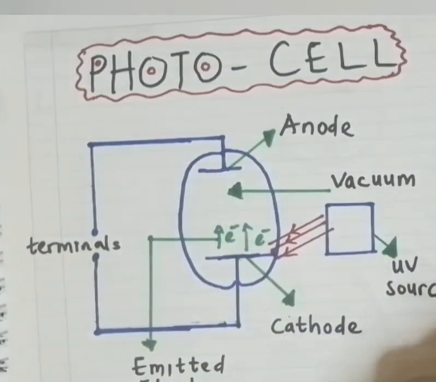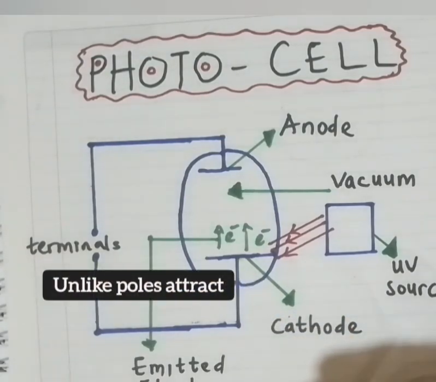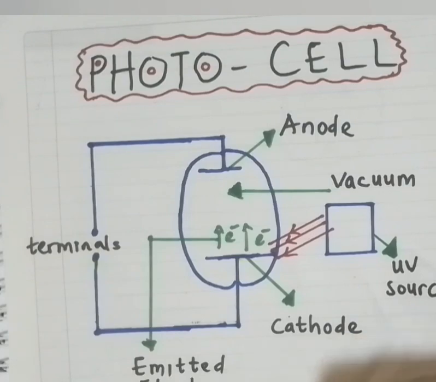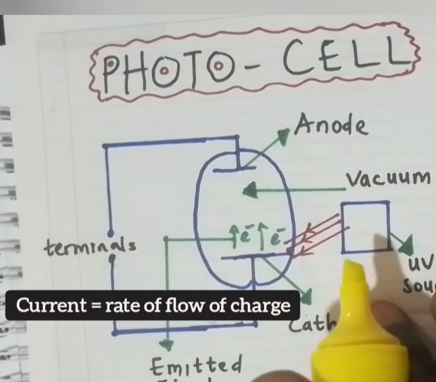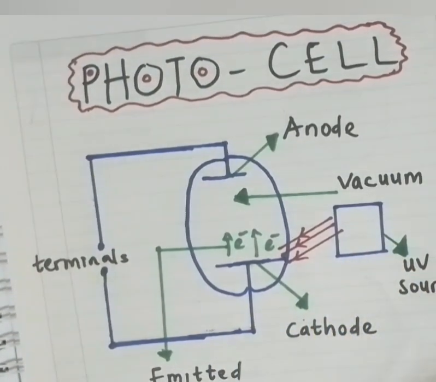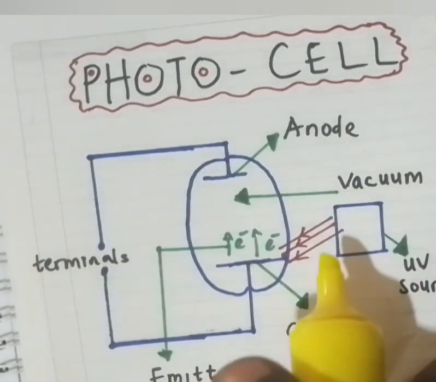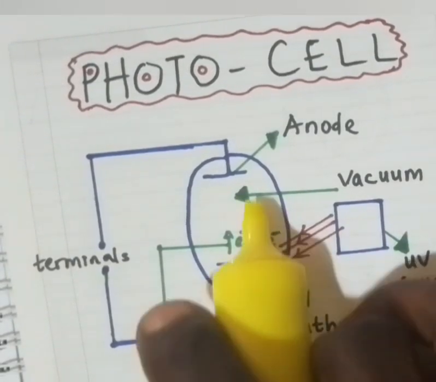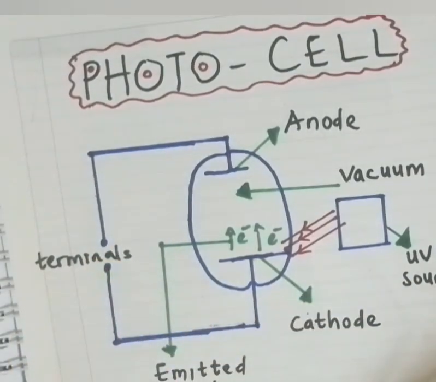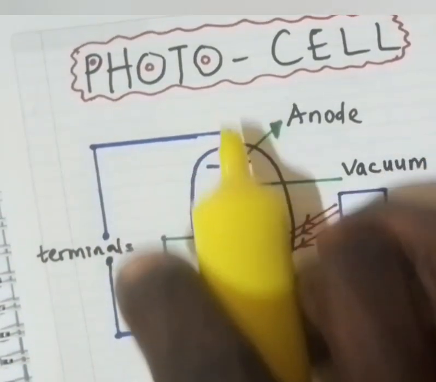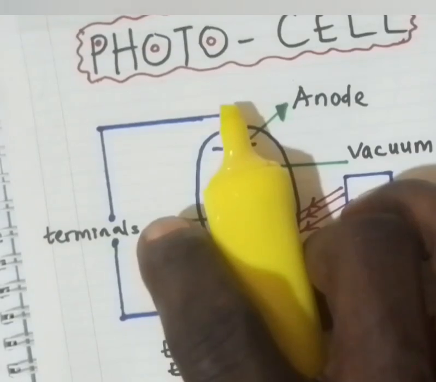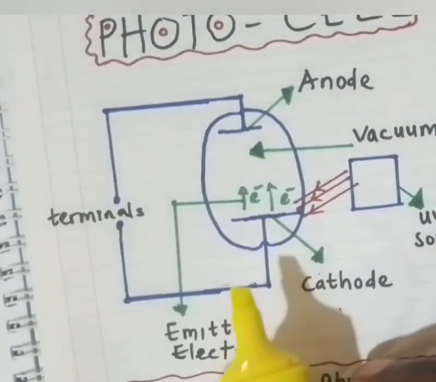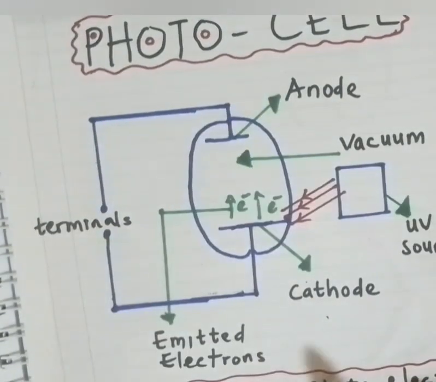Once they move to the positive pole, the movement of charges gives you what is called current. Current is the movement or flow of charge per unit time. The rate of flow of charge gives you current. So once you have electrons flowing, you have current. This photocell works on the basis that once light falls on this cathode, electrons will be ejected. This terminal here will cause a PD to flow in this direction. That PD will move these electrons towards the anode, which is the positive pole. And the movement of those electrons constitutes what is called a current.